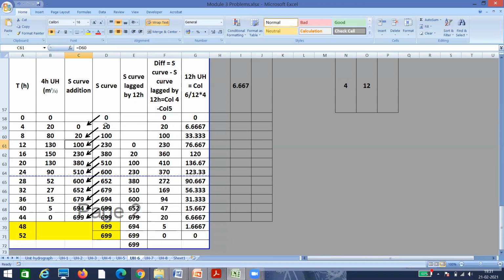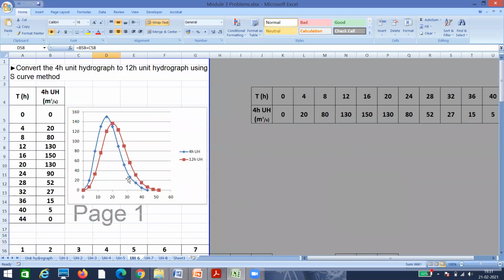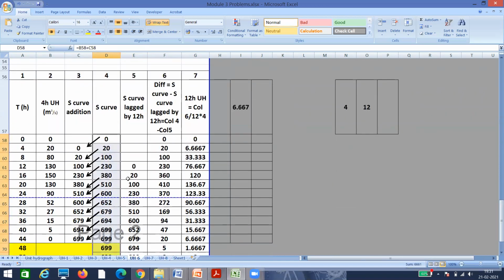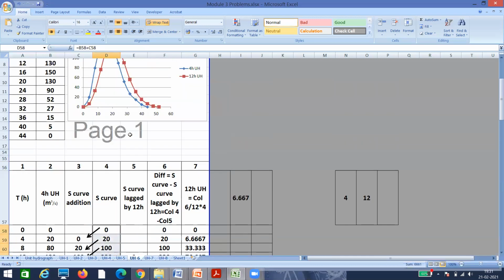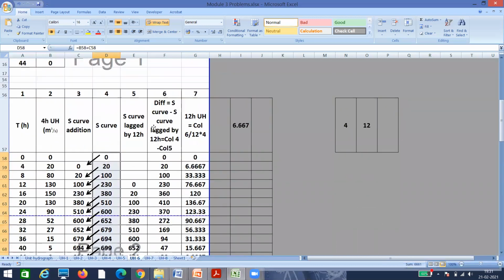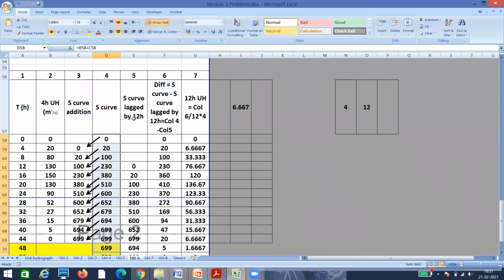So this is my S curve. Your S curve is the accumulation of all values. If you draw the graph, I have not drawn it here, but there's one more problem where I've drawn the graph. Now, after this, since we are converting 4 to 12, I'll be lagging the S-curve by 12 hours. So this is the S-curve ordinates.